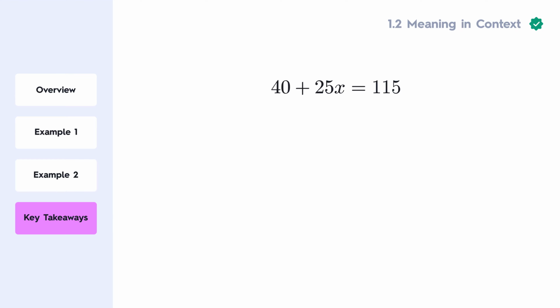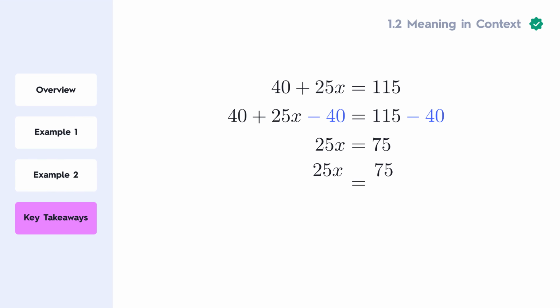We also saw how to translate real-world problems into equations and solve them step by step. You learned to isolate the variable by performing operations like addition, subtraction, multiplication, or division on both sides of the equation.